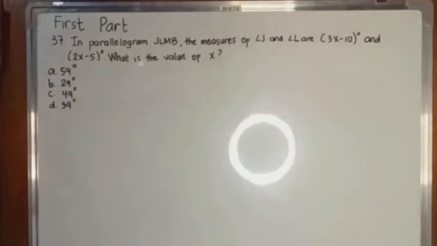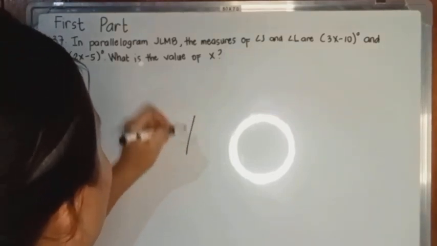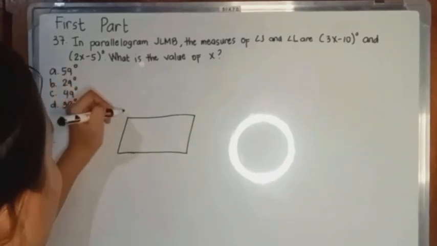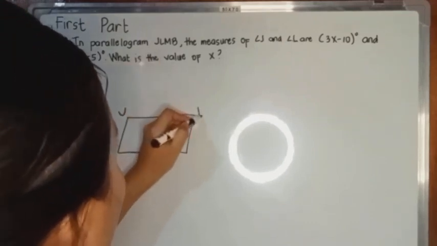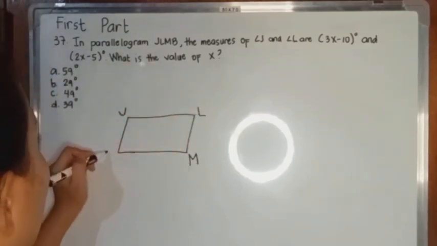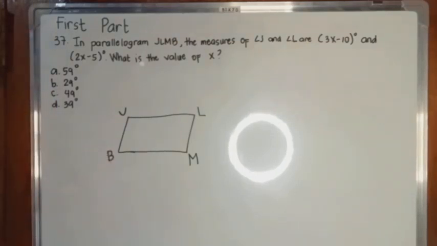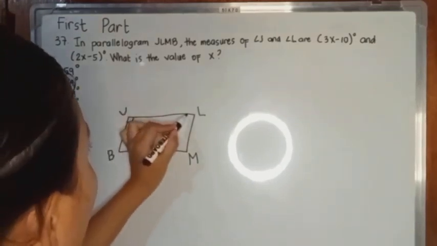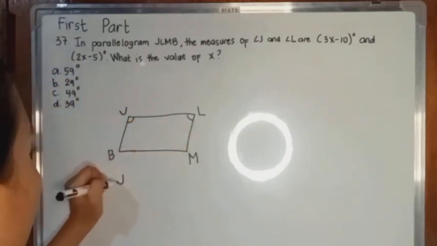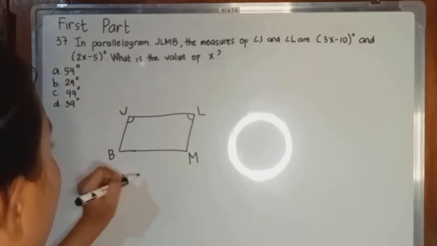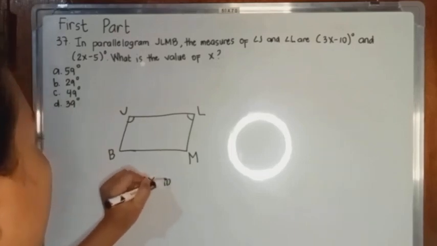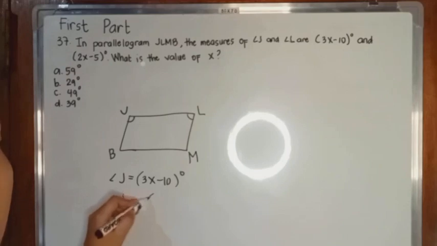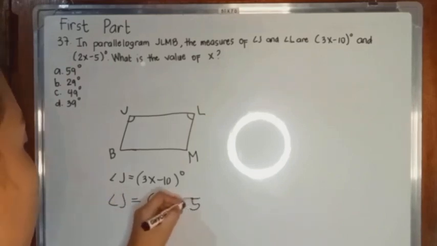Now, to illustrate the given problem, since it is a parallelogram, this is angle J, L, M, and B. The given angles that have measurements are angle J and angle L, where angle J is equal to 3x minus 10 degrees, and angle L is 2x minus 5 degrees.